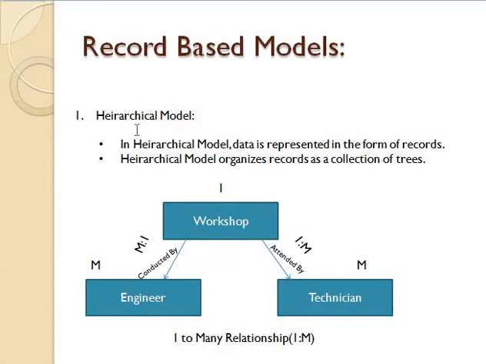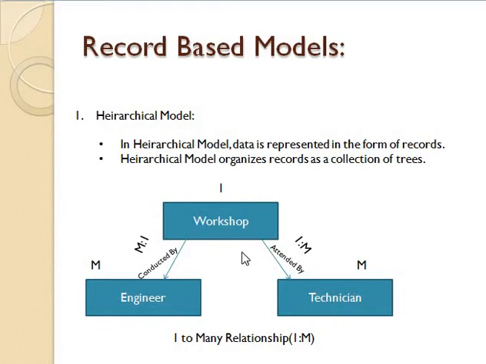In a hierarchical model, the data is represented in the form of records, and these records are organized as a collection of trees. If you see the figure in the slide, the figure is in the shape of an inverted tree. The hierarchical model follows one-to-many relationship, where there can be at most one parent entity but can have many child entities.